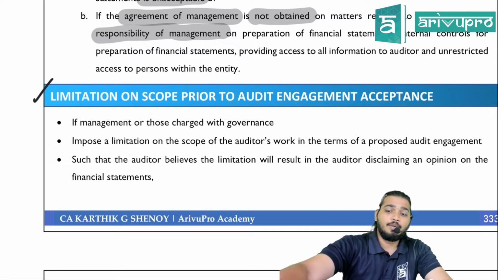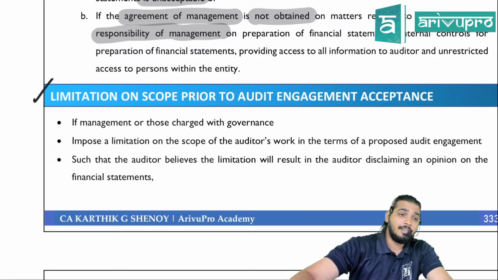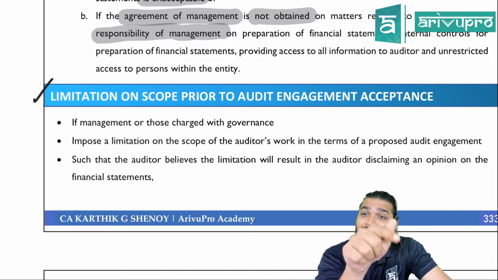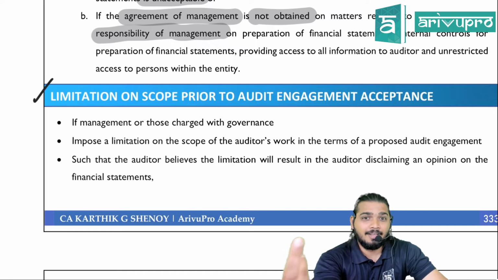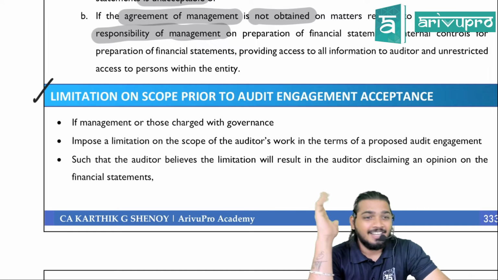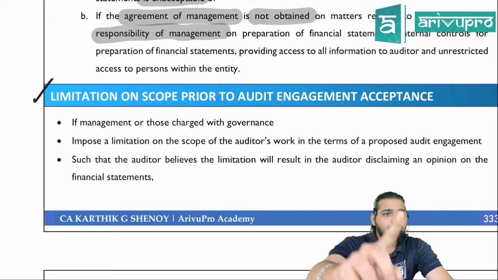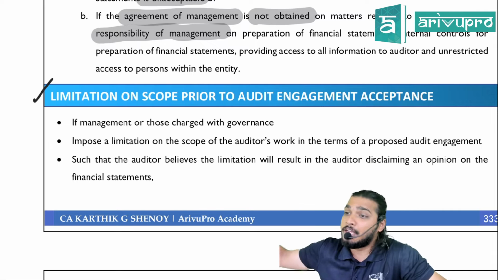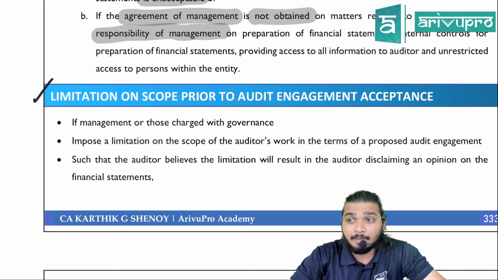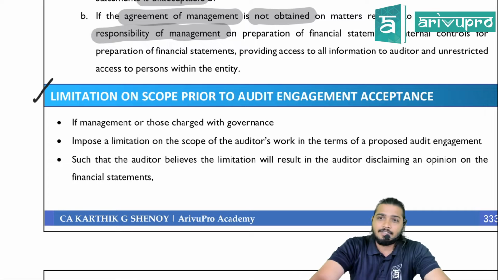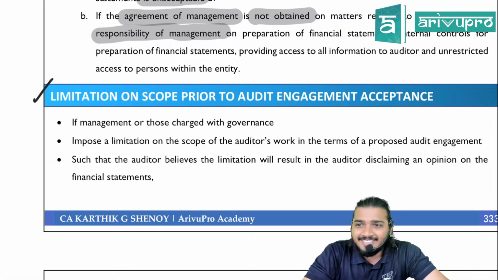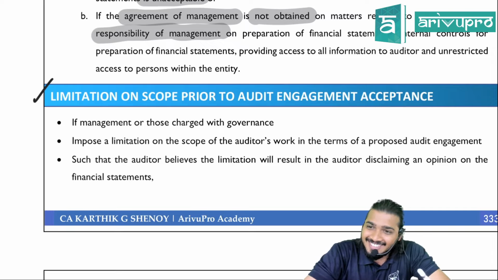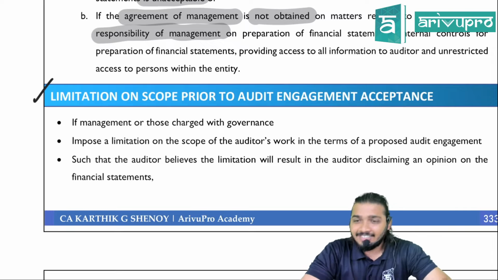Yes or no? Now, was this scope limitation after marriage or before marriage? Before marriage. Now, his friend will tell, Macha, before marriage only like this. Now, imagine, before accepting the engagement only, the scope limitation is there. After accepting, what limitations can the management put? Understood? Yes. Same thing.